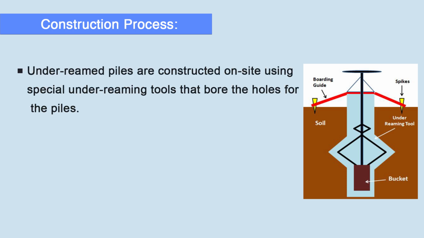Under-reamed piles are constructed on site using special under-reaming tools that bore the hole for the piles. After the holes are bored, they are filled with concrete and the piles are reinforced to handle both tensile and compressive stresses. The piles are then connected by a rigid capping beam that is elevated above the ground to allow for the soil movements without impacting the superstructure.